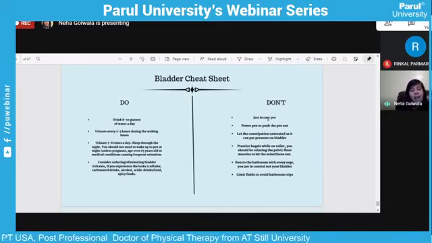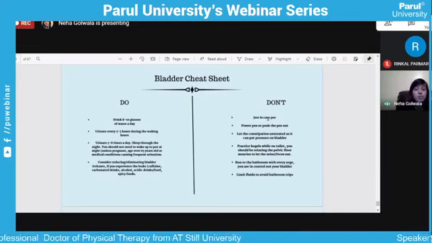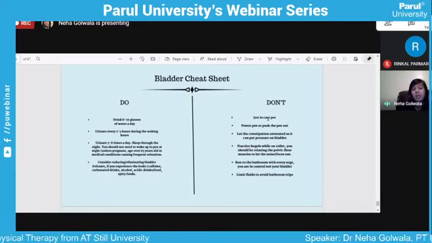And also, if you have issues, then always eliminate the irritants like caffeine or too spicy food or acidic food or alcohol, carbonated drinks, that can be bladder irritants. So just find out your irritants and work towards it.